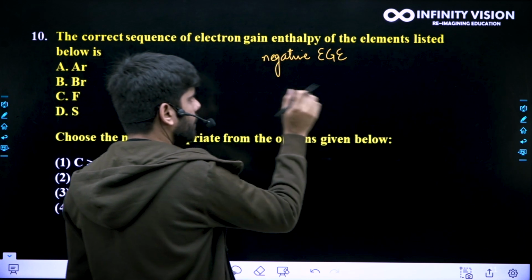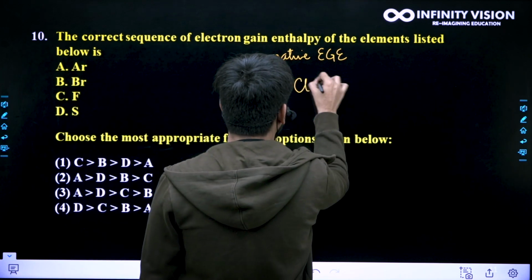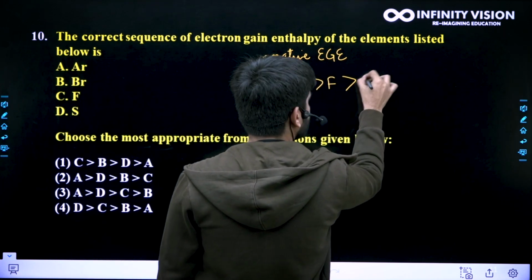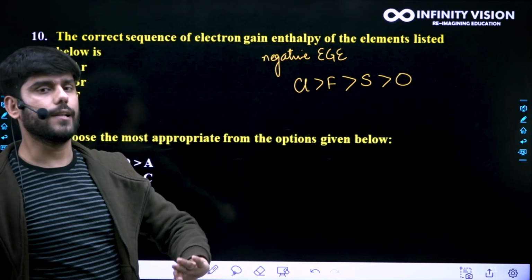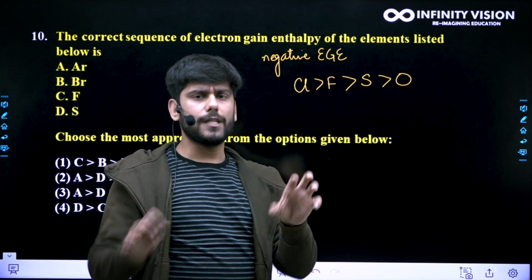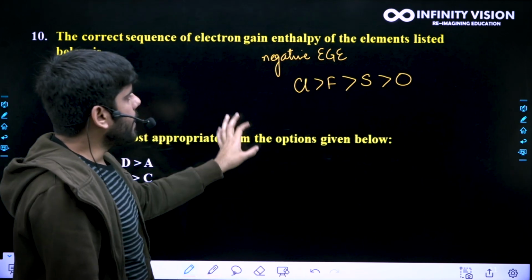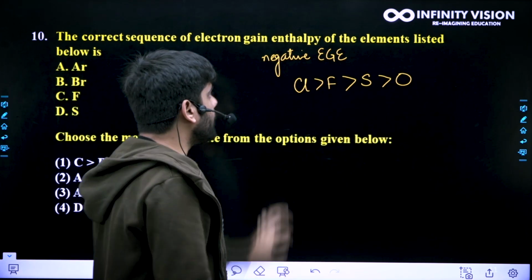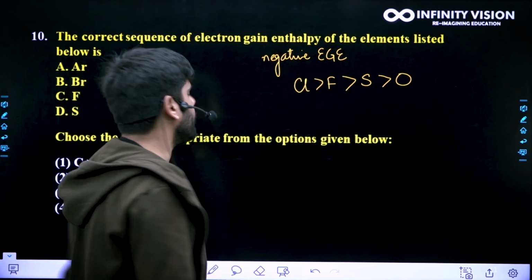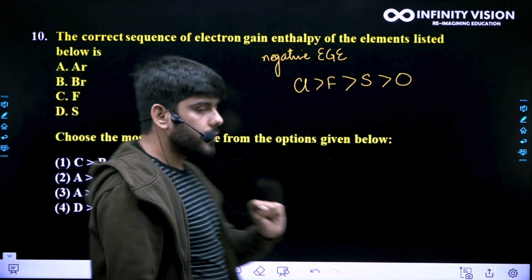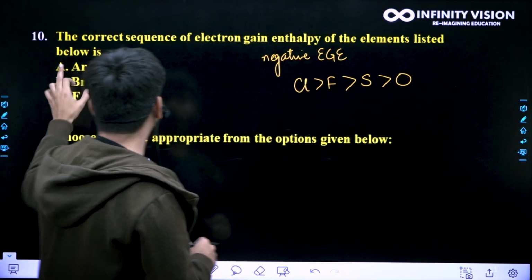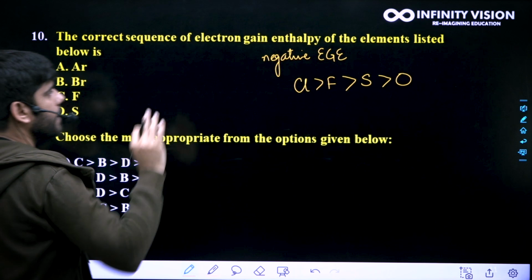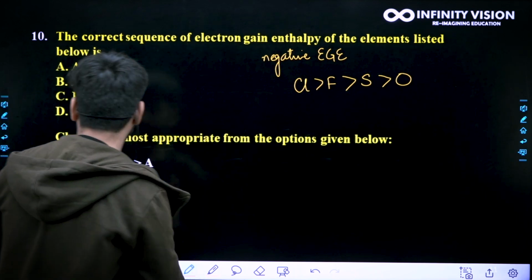we know the order. At least this order we know, that chlorine followed by fluorine, then there is sulfur, and there is oxygen, right? The first members have lesser negative electron gain enthalpies because of small size. So this order we know, but this is the order of negative electron gain enthalpy. We also know that noble gases have positive electron gain enthalpies, right? And argon being a noble gas, it will definitely have the maximum electron gain enthalpy.